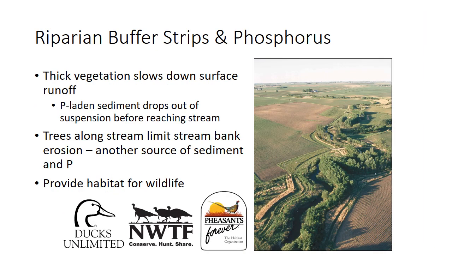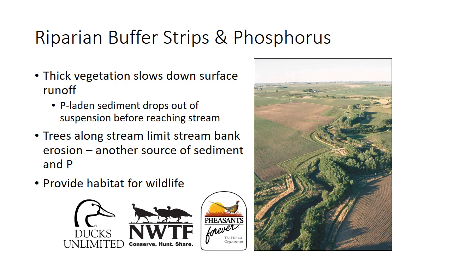Now, some of the ways that we can reduce how much phosphorus goes into a watershed. One is to prevent erosion, and we can do this by using less intensive tillage practices, using cover crops, using no-till, leaving as much residue on the surface as we can, conservation tillage, and so on. Another way we can do this is to use riparian buffer strips.